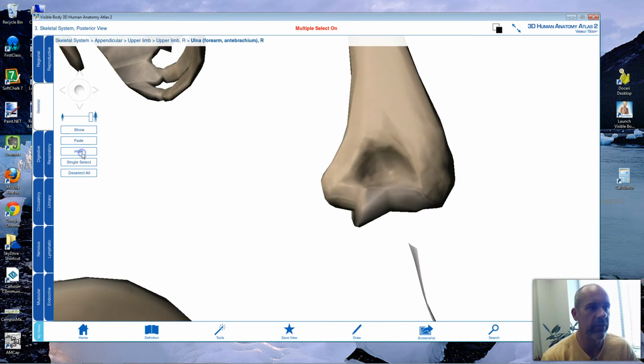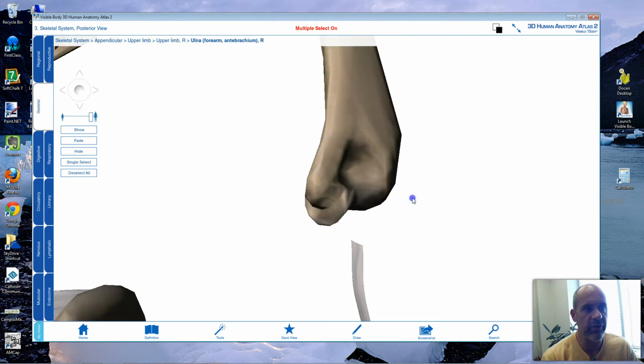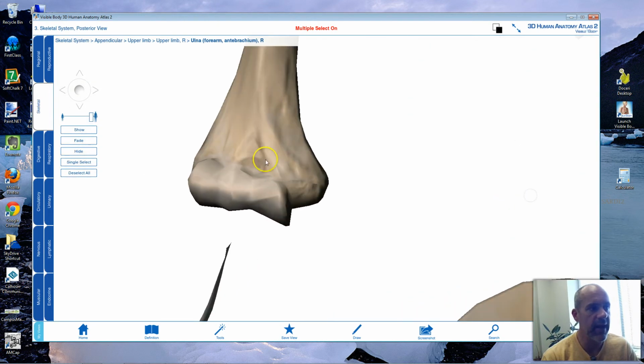So let me hide those two forearm bones for a minute. This big depression, and this is on the posterior side of the humerus, is called the olecranon fossa. So on the posterior side of the humerus, you have that. On the anterior side, you have the coronoid fossa, and that is the depression into which the coronoid process of the ulna rotates when you flex your elbow joint. So quite a few little features associated with the elbow joint.